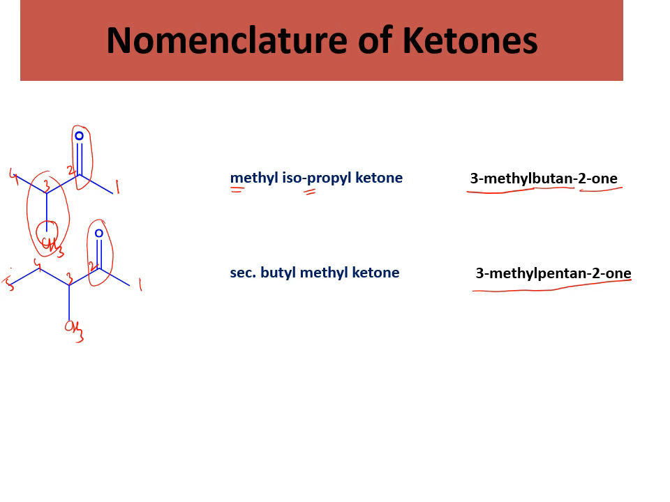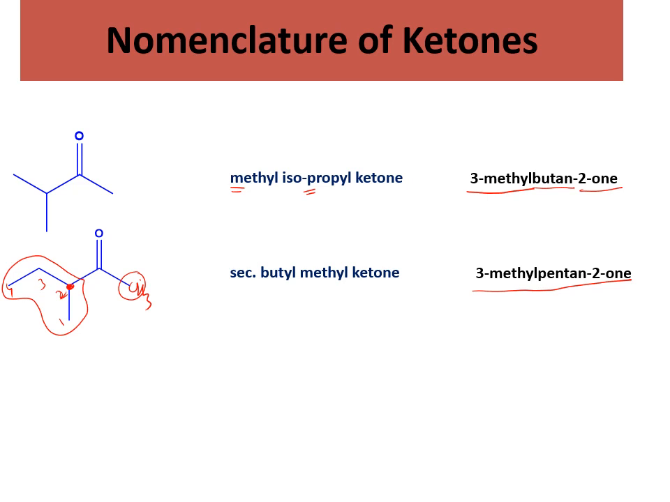I will tell you how we have got this common name. I will just clear up the structure and see how we have got this one. So what we do, we mention both the branches. On one side we have a methyl group, and on the other side we have a fragment of how many carbons? 4 carbons. You can see 1, 2, 3, 4.